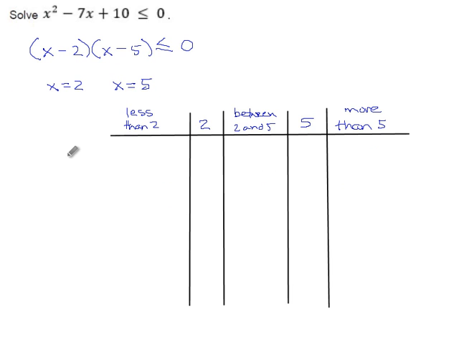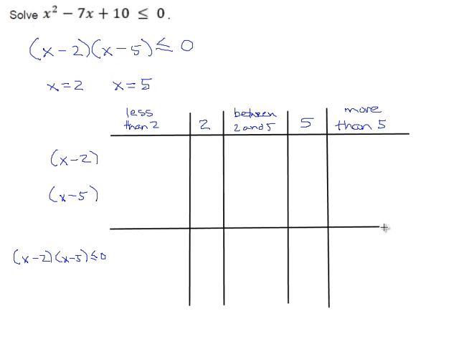So we're going to see how x minus 2 behaves in each of these intervals. We're going to check how x minus 5 behaves. And then the last thing we're going to look at is how does the entire expression behave. X minus 2 times x minus 5 less than or equal to 0. So we'll take care of all the pieces, and then we'll do like a grand total, and that'll give us our solutions.